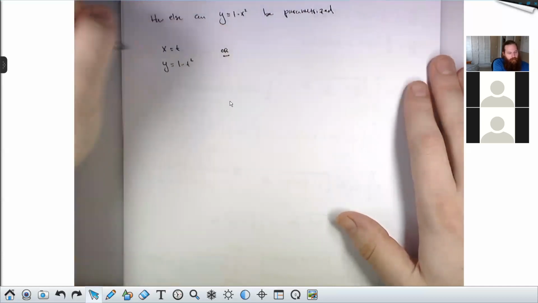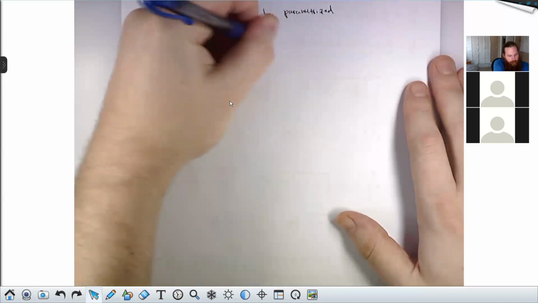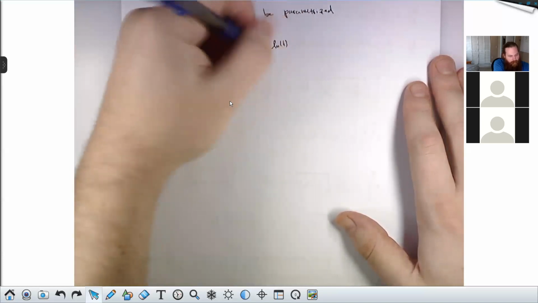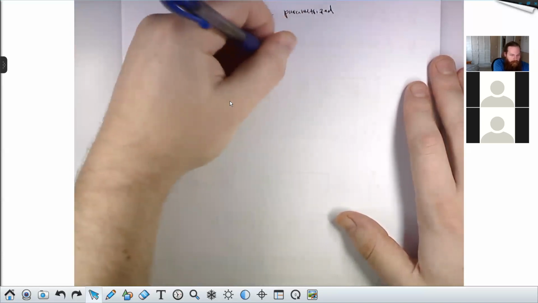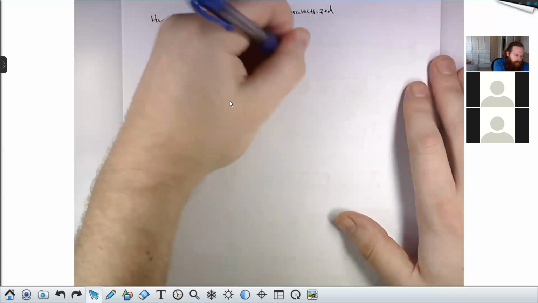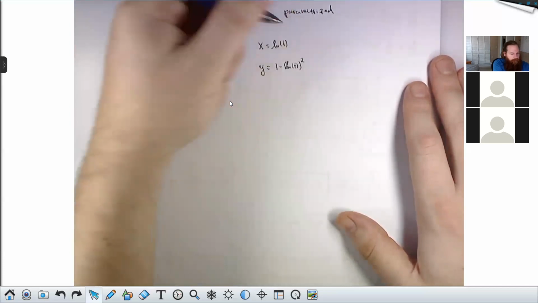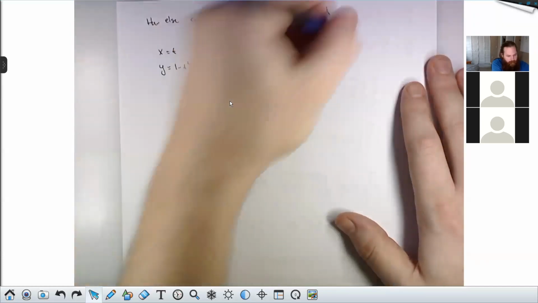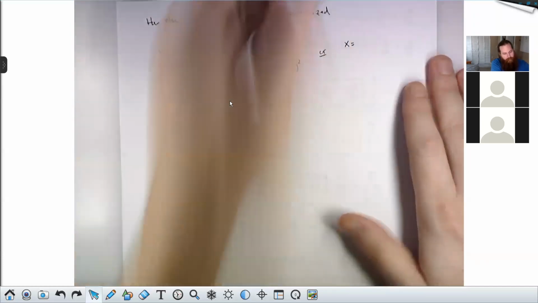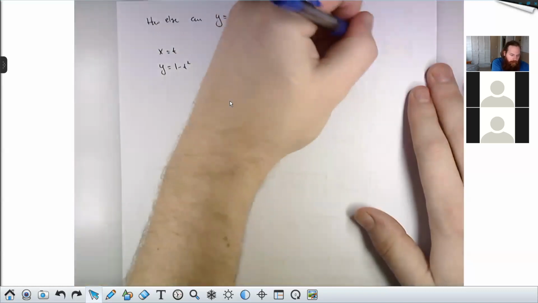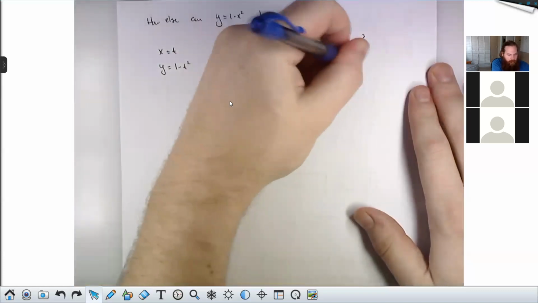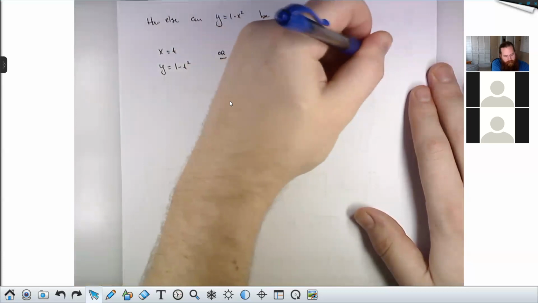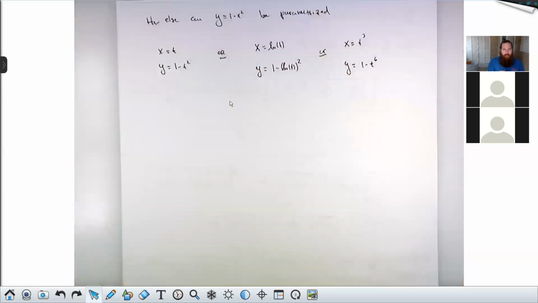Or another set of parametric equations that would work is x equals ln t and y equals 1 minus ln t squared. Or, you could use x equals t cubed and y equals 1 minus t to the 6. All of these would give that same parabola.